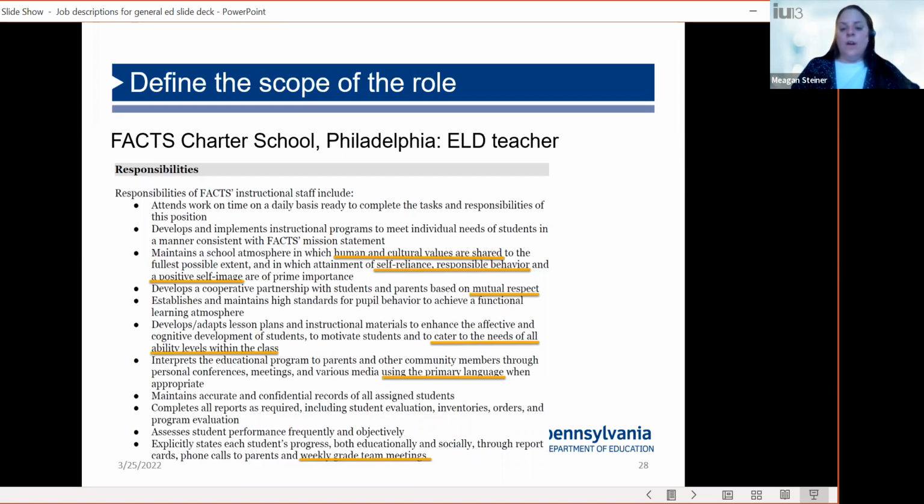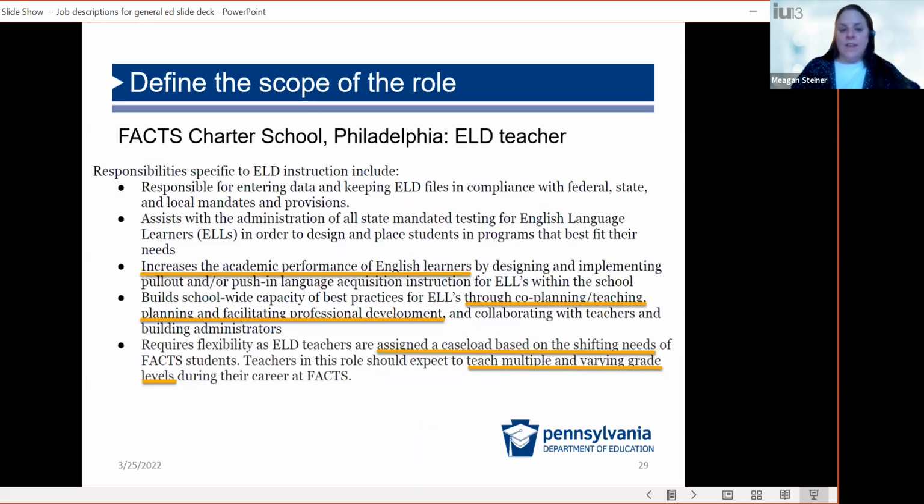And then when we go on to the portion that is specifically for the ELD teacher, it mentions some other particular parts of the scope of the role, like expectations of increasing academic performance of English learners, co-planning or co-teaching with certain other staff, knowing that their caseload may shift based on needs and they may teach varying grade levels. And that's something that can happen with an ELD teacher or a variety of staff in other schools as well.